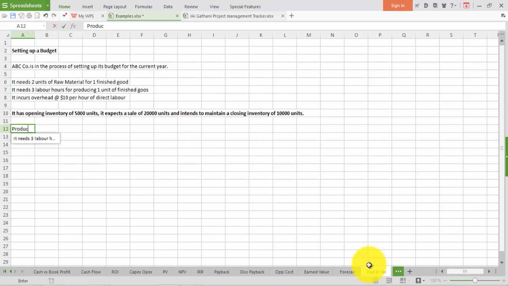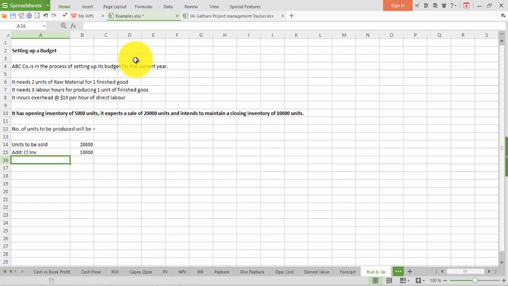So the production number of units to be produced will be equal to how much? The simple formula over here is you already have an opening inventory, you are expecting to sell a particular inventory, and you intend to maintain a closing inventory also. So you need to sell units to be sold. It's going to be 20,000 units. Add the closing inventory. That's going to be another 10,000 units.